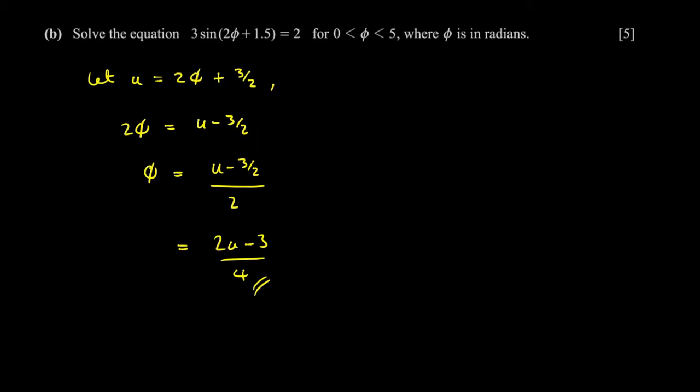So the first thing is I can rewrite this as 3 sine u is equal to 2. So I'm gonna do that. So 3 sine u is equal to 2, which means that I'm trying to solve now sine u is equal to 2/3. Okay, so I think that's an easier thing for us to solve.